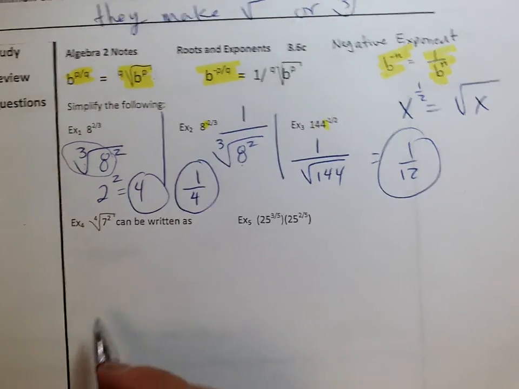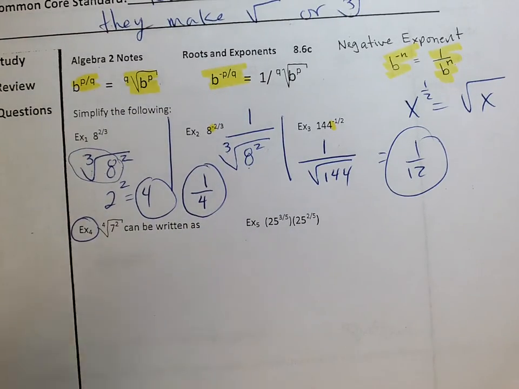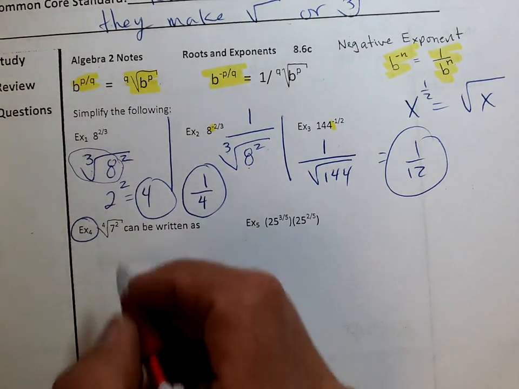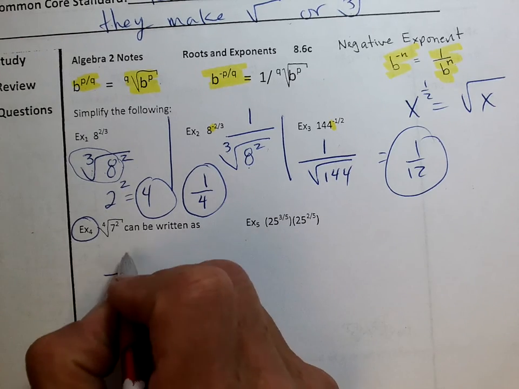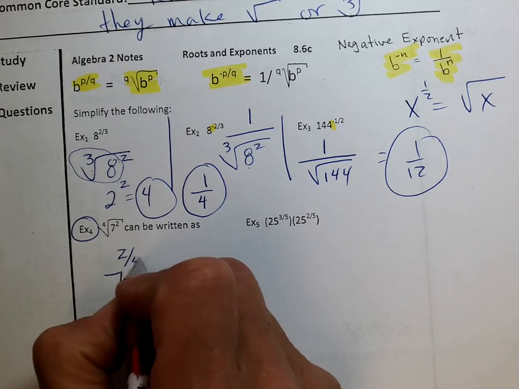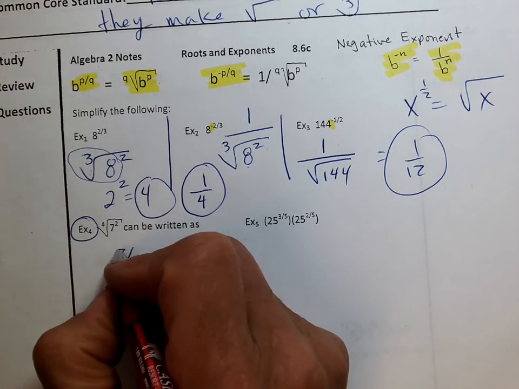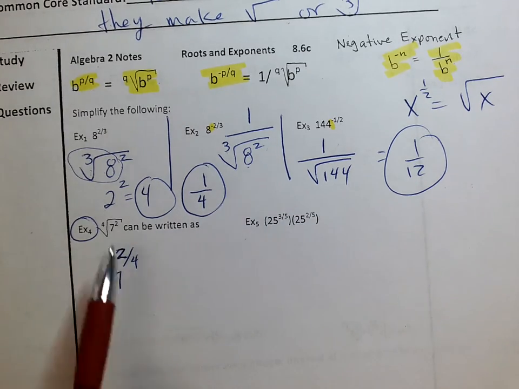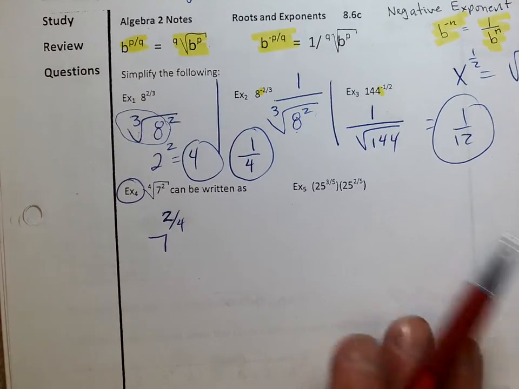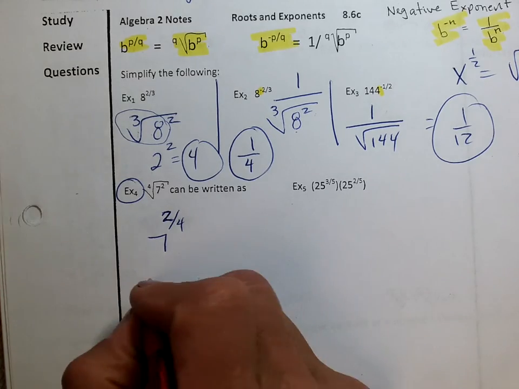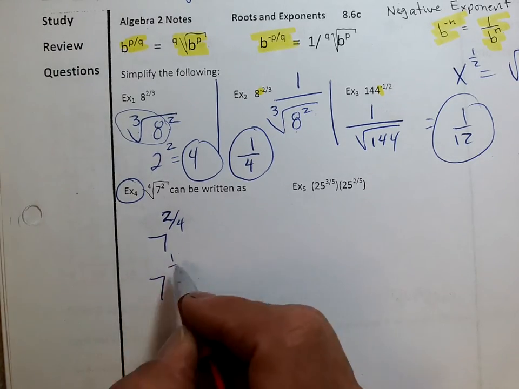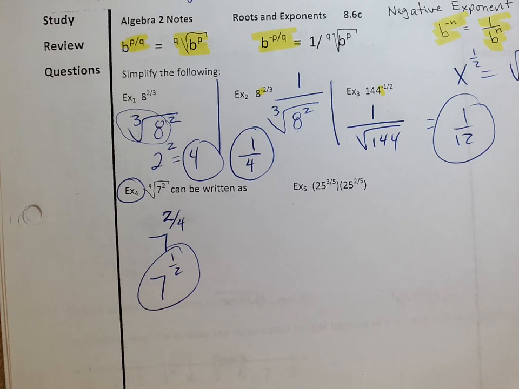Now, example 4 is just rewrite, okay? So this, your calculator can't do this because we're going to rewrite it. We're going to rewrite this as 7 to the 2/4 power. That's the 2. It's power 2. That's it. There's my power. 7 to the 1/2 or the square root of 7. Which would be better, 7 to the 1/2 power. And we're going to leave it that way because they want it as a power, okay? Or it could be written as the square root of 7, right?